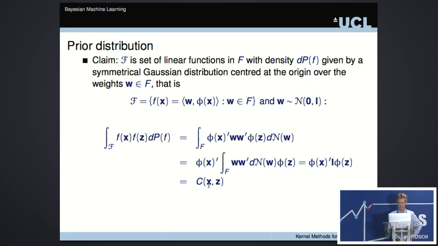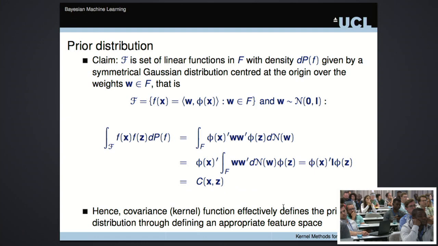So hence, the covariance function effectively defines the prior distribution through defining an appropriate feature space. So when we're thinking of defining that prior function, we're actually defining a feature space. And I think it's that dual way of thinking about the kernel. In the sense, it's defining a feature space for us, but it's also defining a prior.